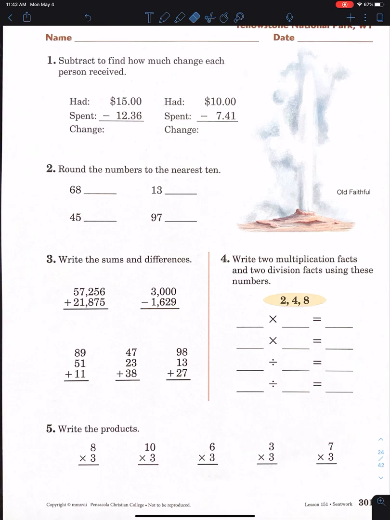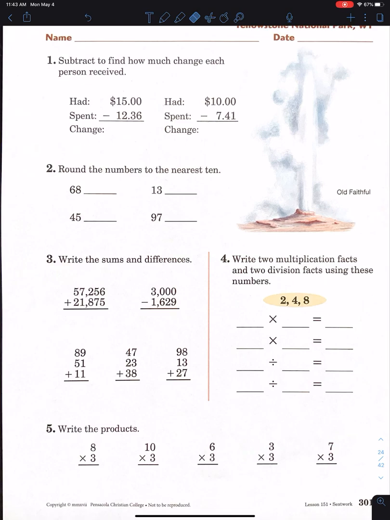To start off with number 1, they are asking you to subtract to find out how much change each person received. So let's do the first one together, and then we'll pause for you to do the second one on your own, and then you check. So let's pretend it's you.